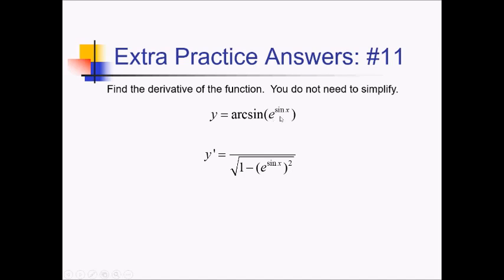Well, the inner function here, this is e to the something. Derivative of e to the something is also e to the something. But now we have to multiply by the derivative of that something, that sine of x. The derivative of sine of x is cosine of x. And this one is done.